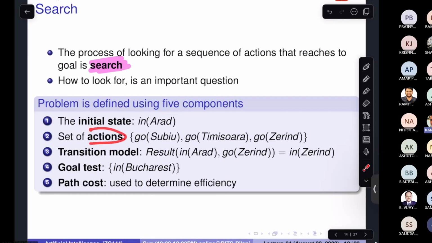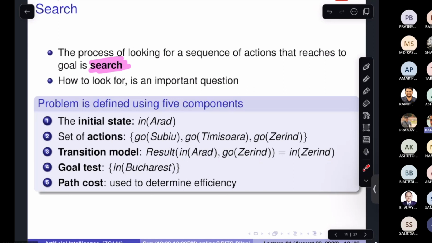What are the actions possible right now? Various actions are possible. Right now, 3 actions are possible. You can go to Sibiu, Timisoara, or Zerind, 3 places you can go. Let's assume that these are the 3 adjacent cities. What is the transition model? The transition model is that if I am in Arad and I go to Zerind, then I would be in Zerind. That is the result of this particular action.